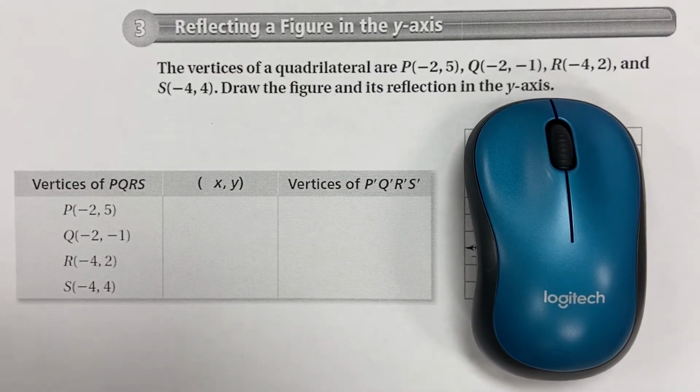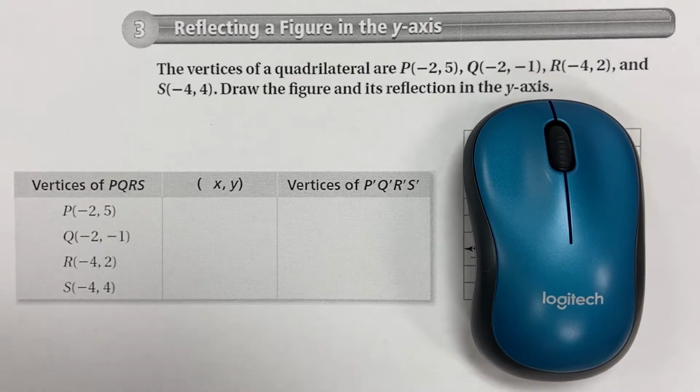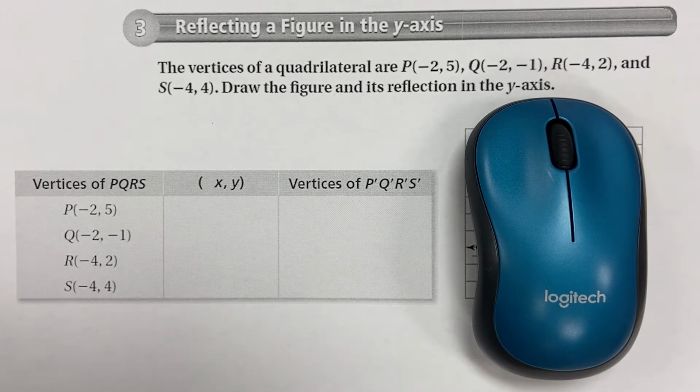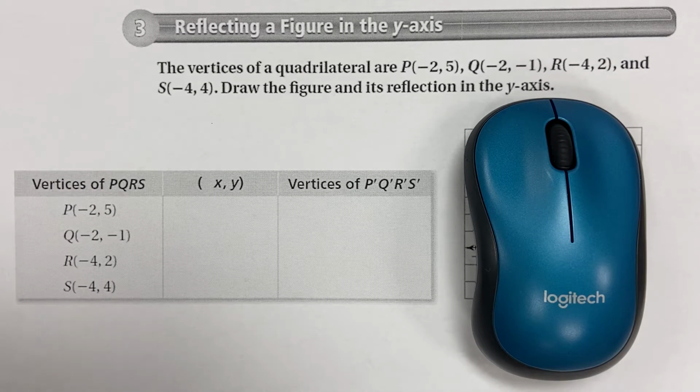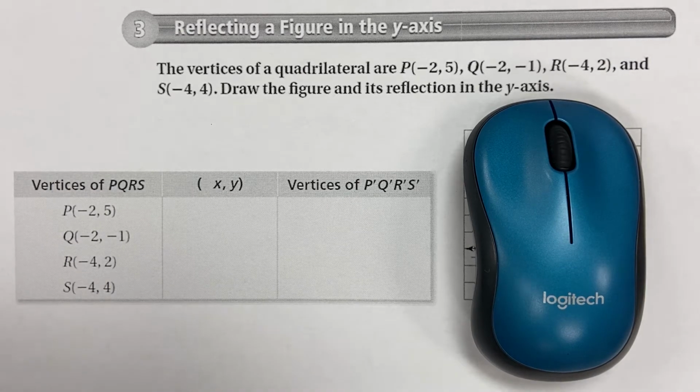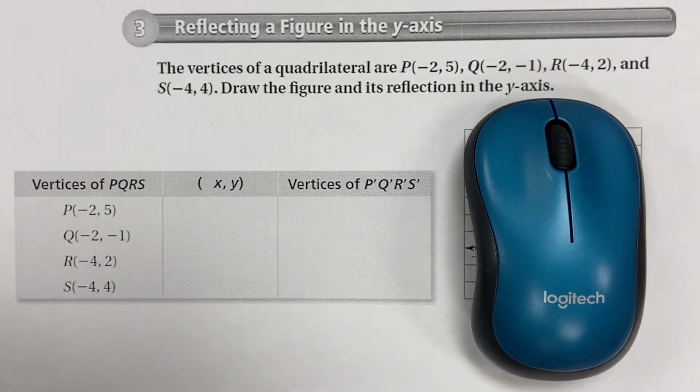Today we're talking about reflecting a figure in the y-axis. Let's get right to it. The vertices of a quadrilateral are P is (-2, 5), Q is (-2, -1), R is (-4, 2), and S is (-4, 4). Draw the figure and its reflection in the y-axis.